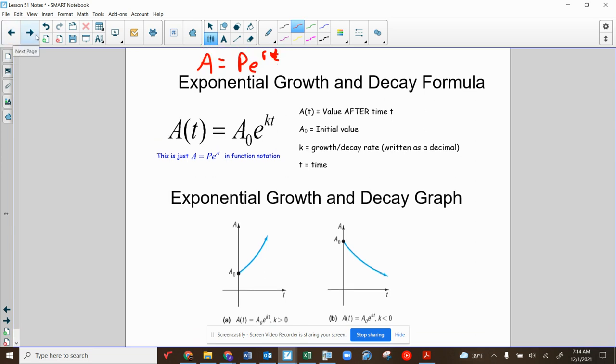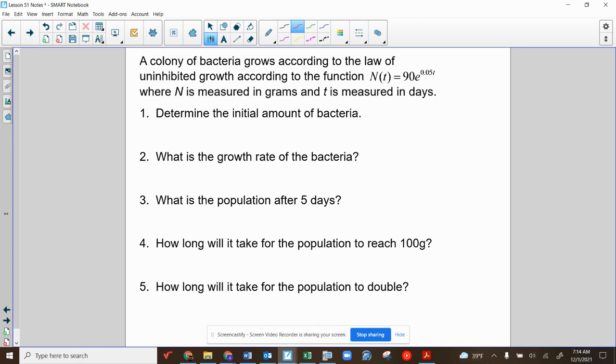All right, so let's run through some problems here. A colony of bacteria grows according to the law of uninhibited growth. Okay, so that means that when we have K, we should have a positive number, which if you look at the formula here, we do, according to that function, where N is measured in grams and T is measured in days. Determine the initial amount of bacteria. Well, the initial amount would just be this number right here. So therefore that'd be 90. The growth rate of the bacteria would be this one right here, so 0.05 as a decimal. So if we write that as a percentage, that'd be 5%.